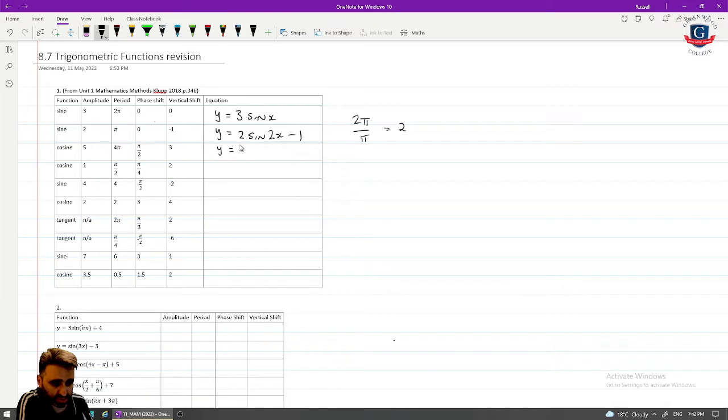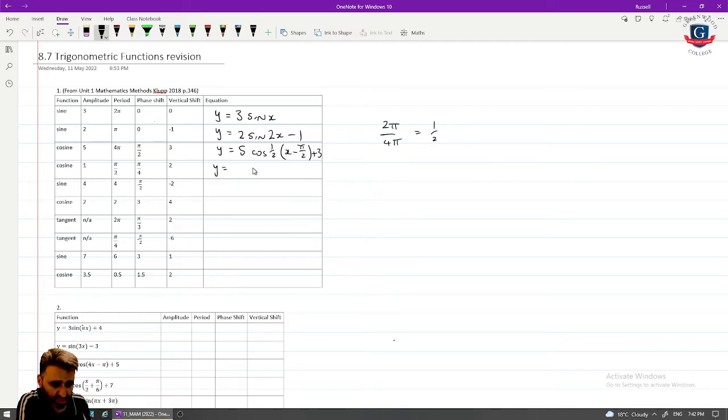Y equals 5 cosine. We've got 2 pi on 4 pi, which is just a half. Now we've got a phase shift this time, so we have to remember to change the sign. And then add 3. Not too bad so far.